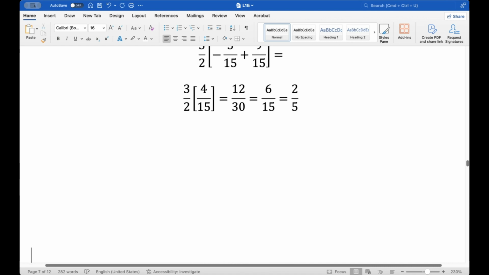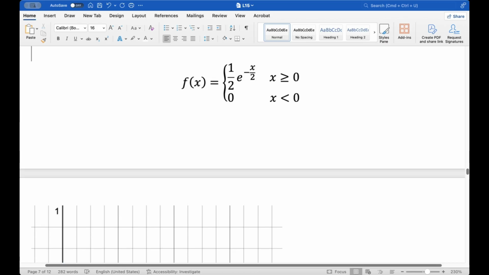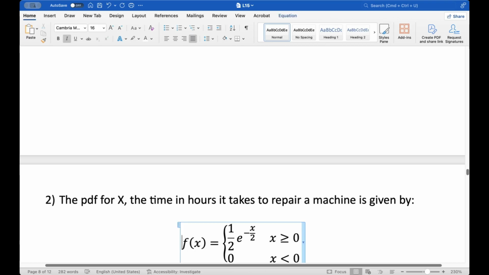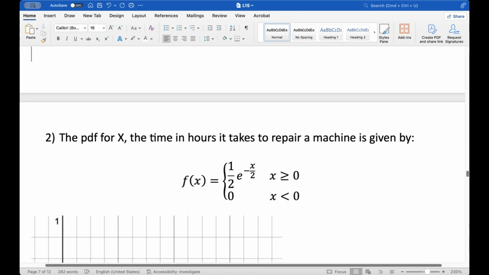All right, next example here, a little bit different kind of function using the exponential. So we're given the density for a continuous random variable x, and this represents the time in hours it takes to repair a machine. And this density function is equal to 1/2 e to the minus x over 2 for x greater than or equal to 0, and it's equal to 0 for x less than 0.